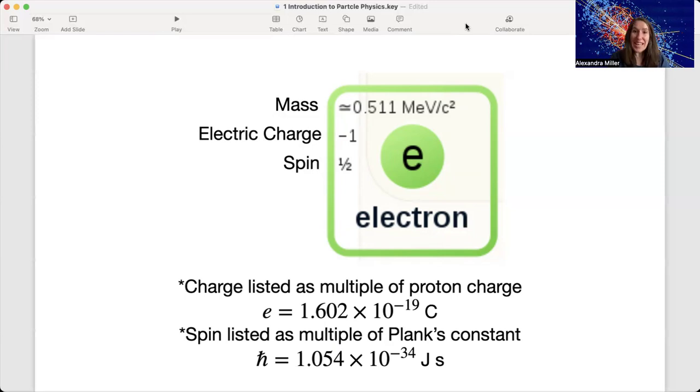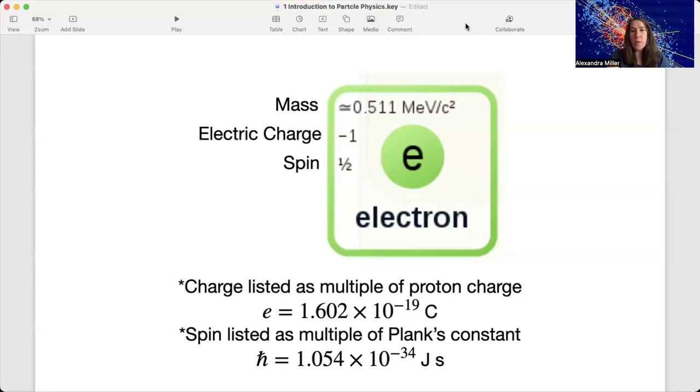The e is the proton charge, even though e is like electron. And I say that because e is always taken to be a positive number. And so you'll notice in this box, the electric charge is listed as -1. So it's negative e, where e here is a positive number. So don't get your signs mixed up there.